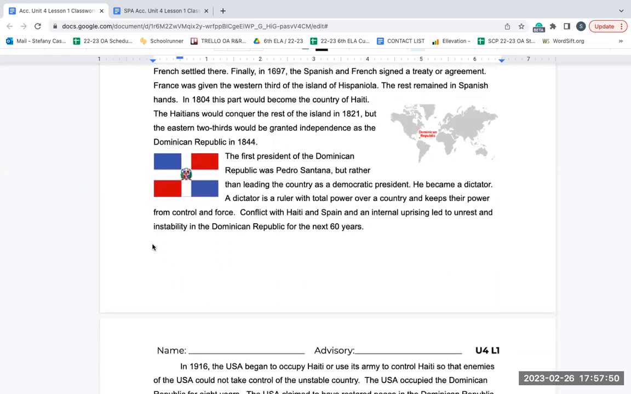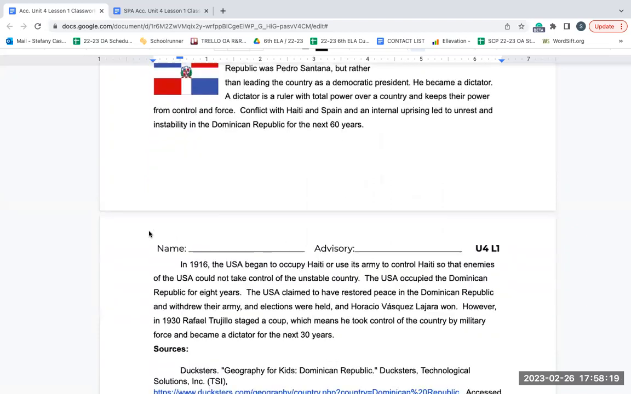The first president of the Dominican Republic was Pedro Santana, but rather than leading the country as a democratic president, he became a dictator. A dictator is a ruler with total power over a country who keeps their power through control and force. Conflict with Haiti and Spain and an internal uprising led to unrest and instability in the Dominican Republic for the next 60 years.